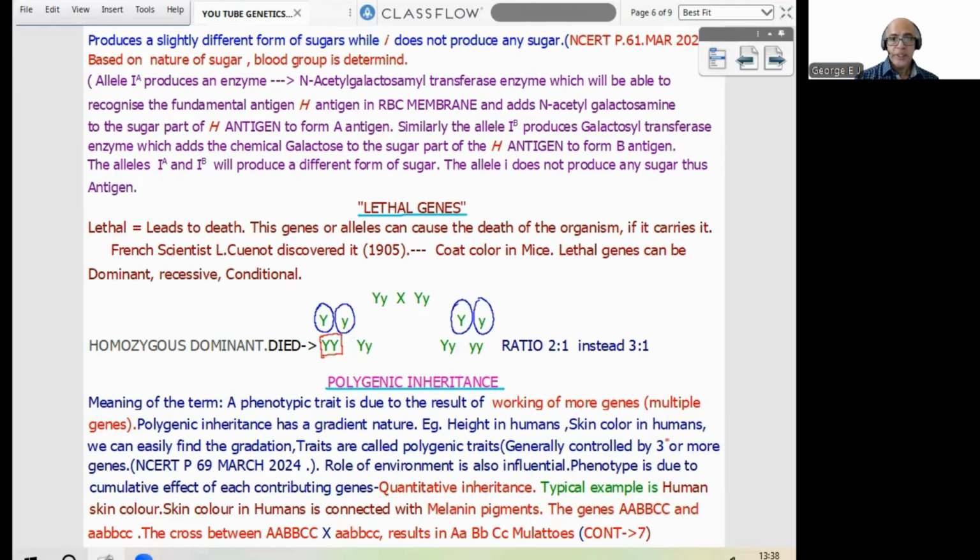So, for lethal genes, different aspects are there, but that much detail we do not need. Still, just mentioning what a lethal gene is. Dominant can be there, recessive can be there. It is based on condition. Conditional can be there. And a simple cross is given.